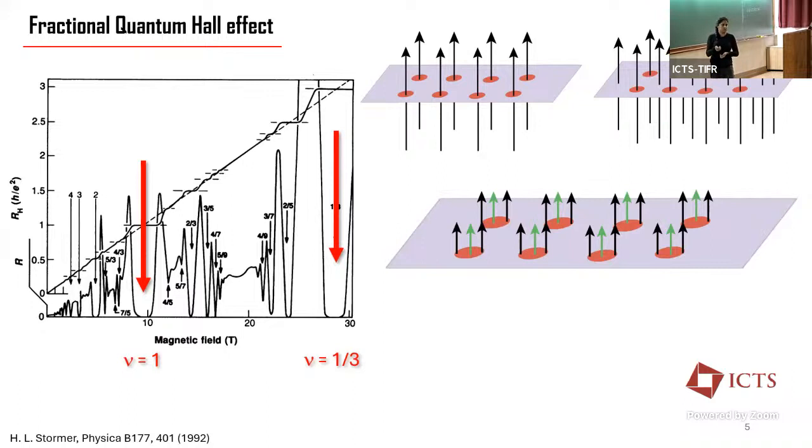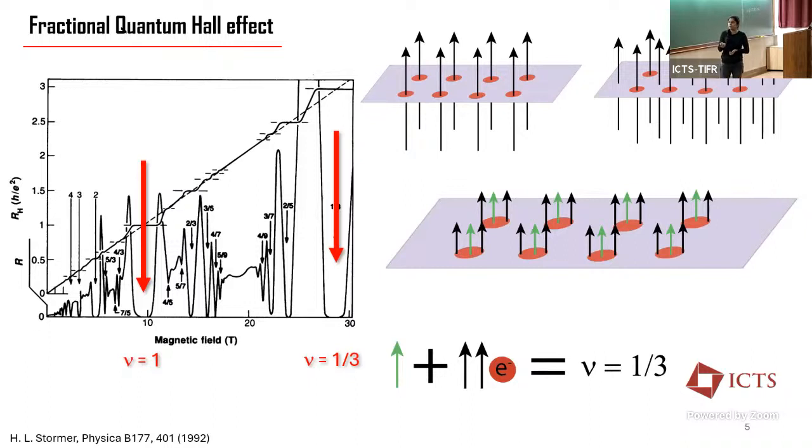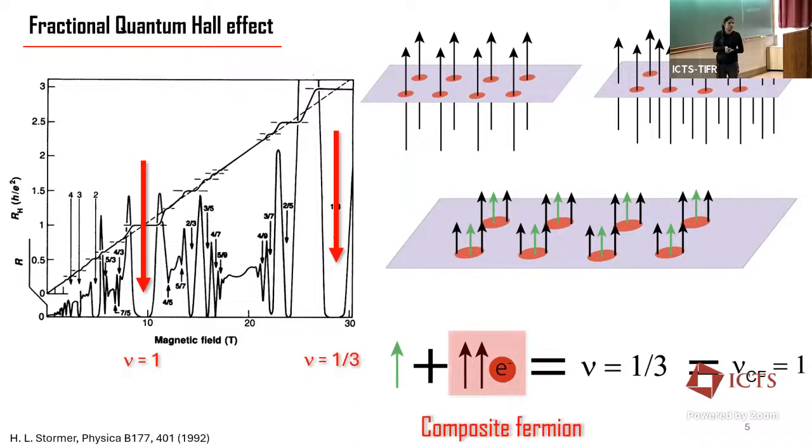In a simpler way, we want to understand it like this: we have one flux quantum and one particle, which we also call the composite fermion, and this forms a nu equal to 1/3 state. In the composite fermion picture, if we call it a single particle composite fermion and one flux is attached to it, then this is the case of nu equal to 1 filling factor, and hence it is nu equal to 1 in the composite fermionic space.